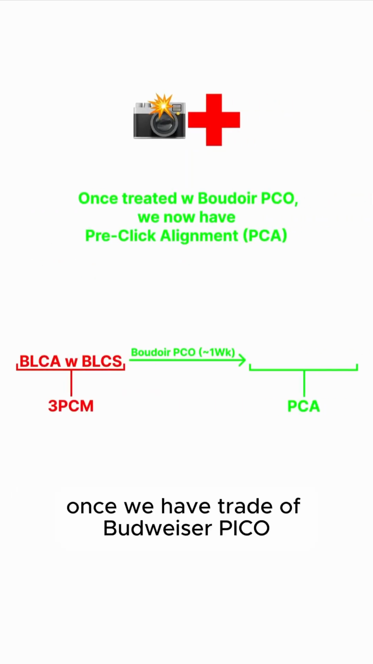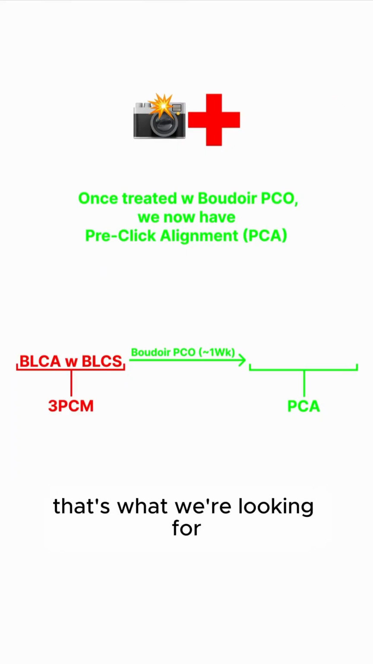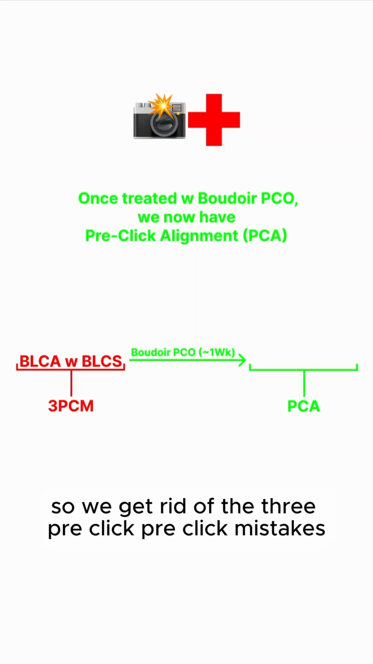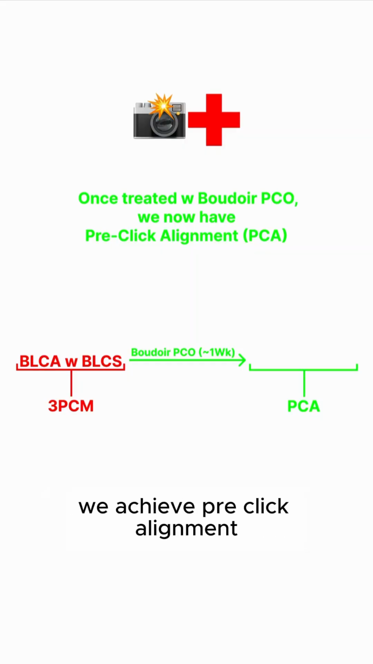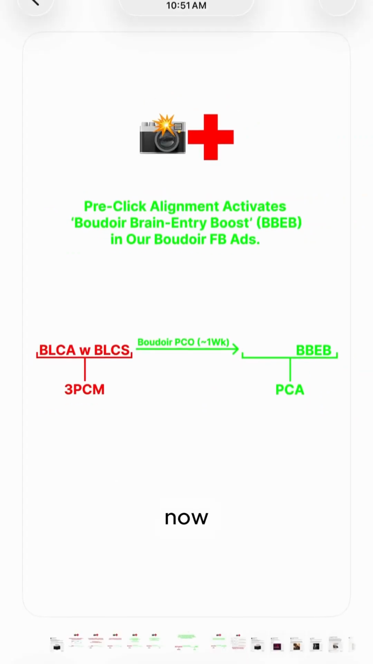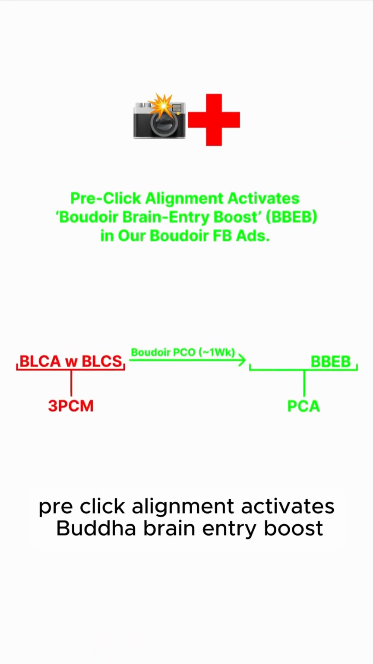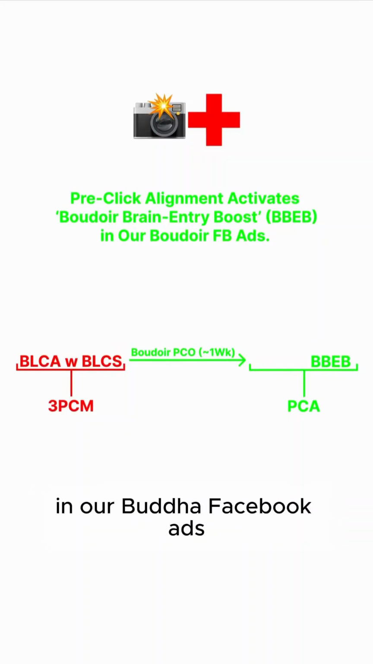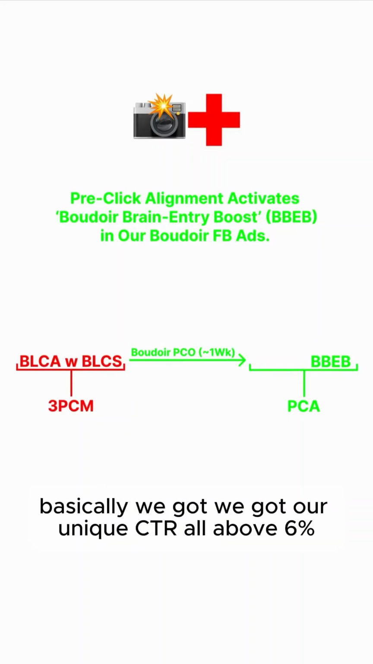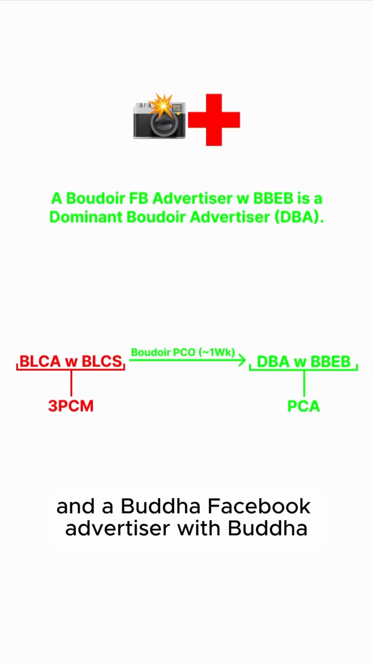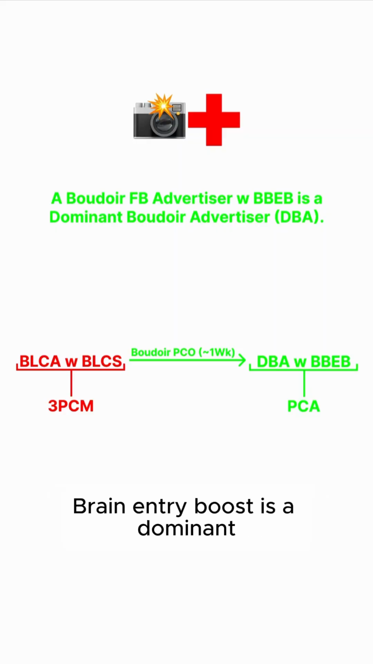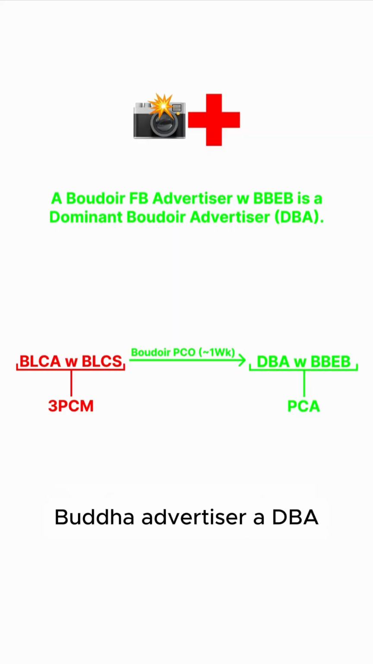Once we have treated with Boudoir Pico, we now have pre-click alignment, PCA. That's what we're looking for. So we get rid of the 3 pre-click mistakes, we achieve pre-click alignment. Now, pre-click alignment activates Boudoir brain entry boost in our Boudoir Facebook ads. Basically, we got our unique CTR above 6%. And a Boudoir Facebook advertiser with Boudoir brain entry boost is a dominant Boudoir advertiser, a DBA. This is our full universe here.